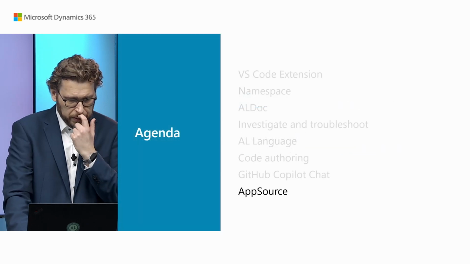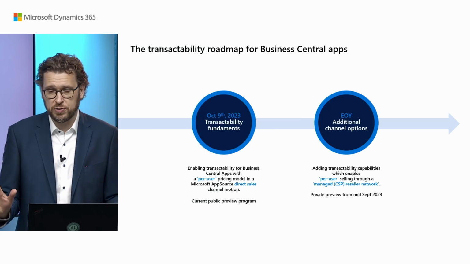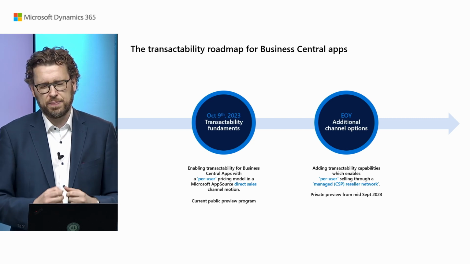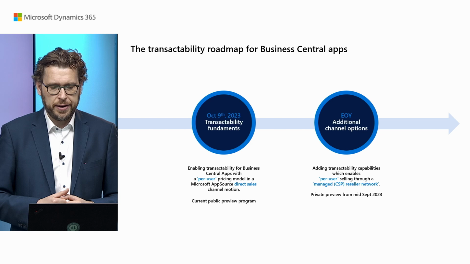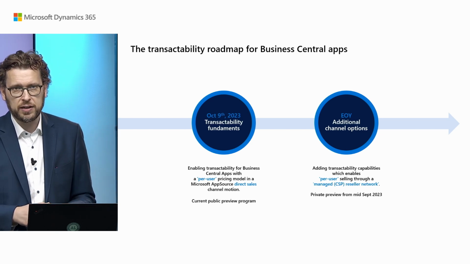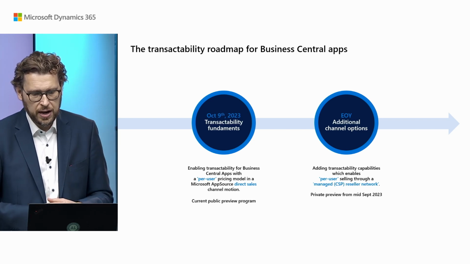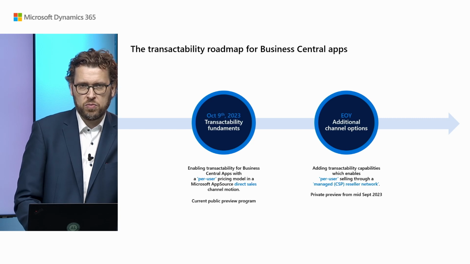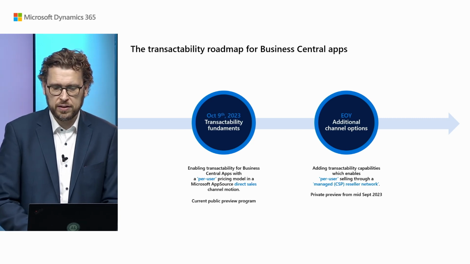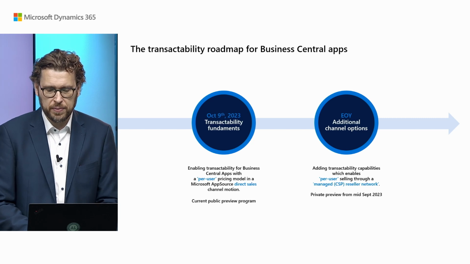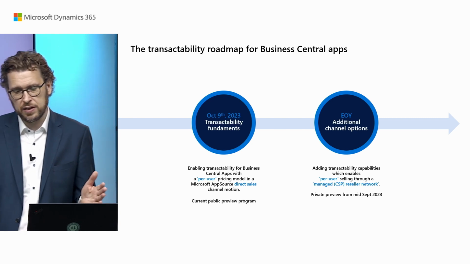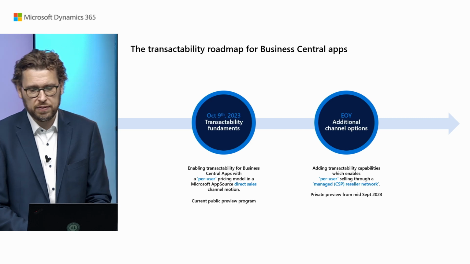So let's end with an update on AppSource and specifically transactability. You probably heard about that. We have the first wave of functionality with a per user pricing model that supports the direct sales channel in Microsoft AppSource, so that's primarily credit card. As I'm talking now, it is in public preview, but on October 9th it will go into GA. Then we are working on CSP support. It's actually built, but we're in the middle of a private preview with select partners, and that is also going to come out, as we have talked about earlier.